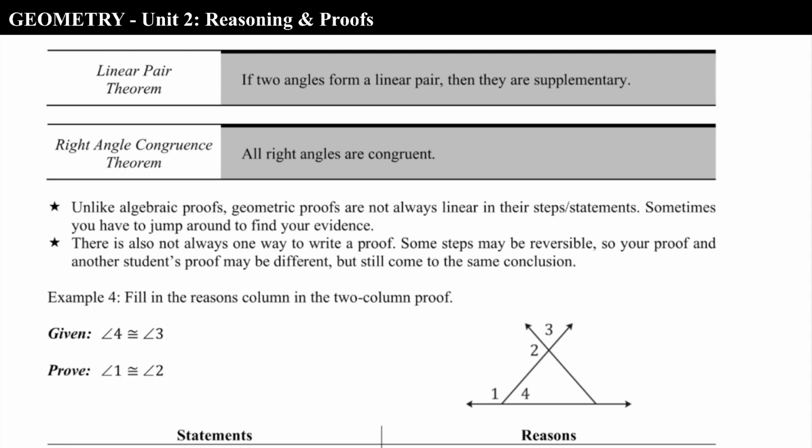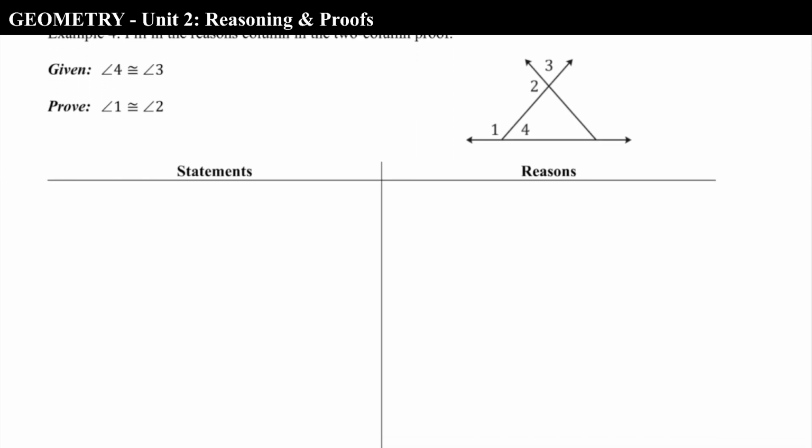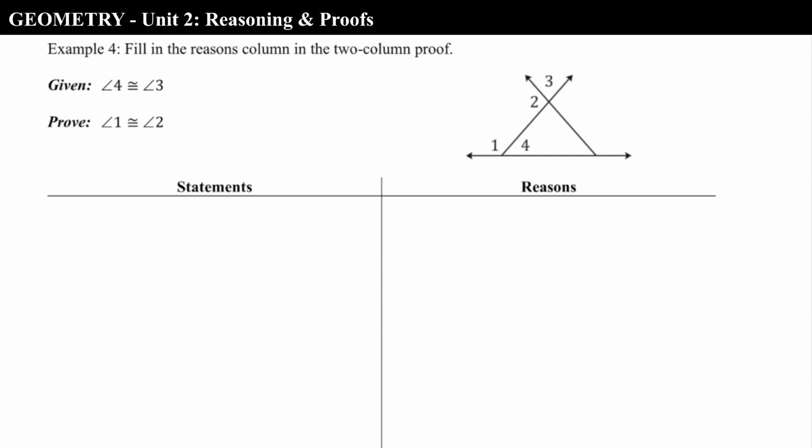Unlike algebraic proofs, geometric proofs are not always linear in their steps or statements. Sometimes you have to jump around to find your evidence, and you're going to see that in the examples that we are going to do here. There is also not always one way to write a proof. Some steps may be reversible, so your proof and another student's proof may be different, but still come to the same conclusion, and both still be correct as well. So let's go through the rest of these examples, and you're going to see how this works.